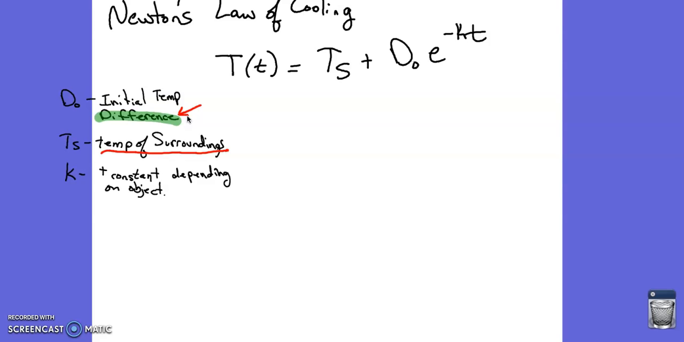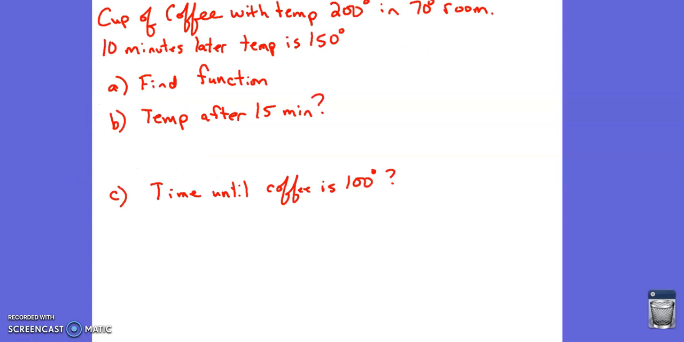So let's look at some illustrations, just using Newton's law of cooling. Here you have a cup of coffee with an initial temperature of 200 degrees in a 70-degree room. Then 10 minutes later, the temperature is 150. First, let's find the function, then we're going to find the temperature after 15 minutes, and then the time until the coffee cools down to 100 degrees.